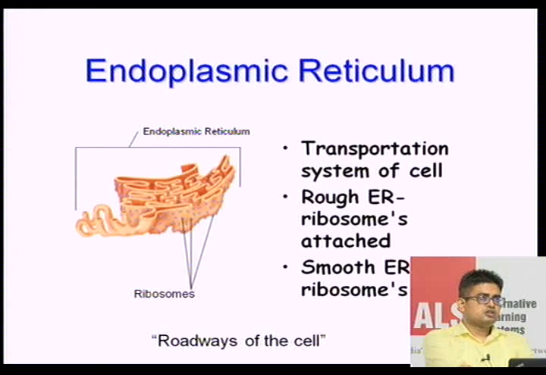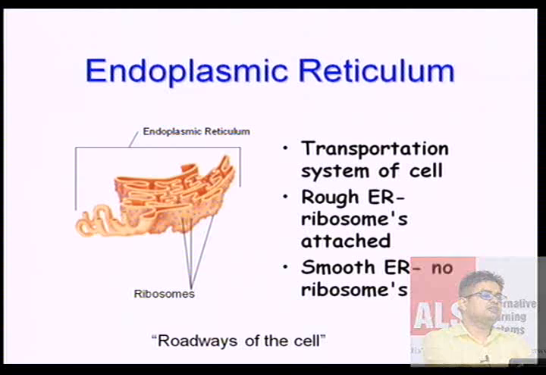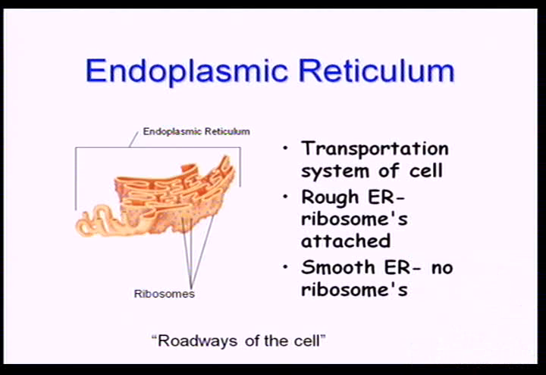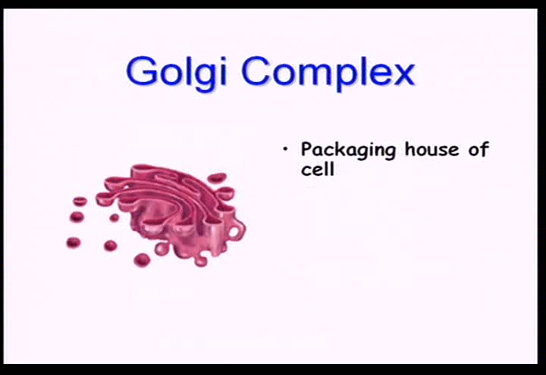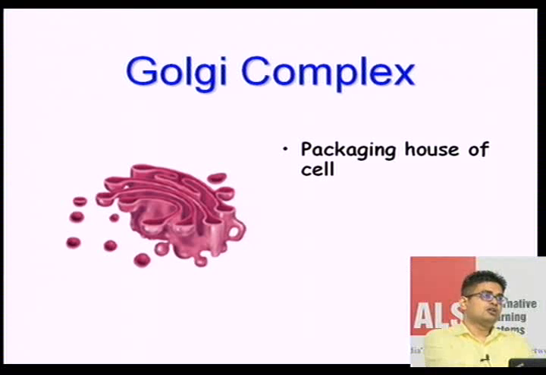Okay. So anything that has to go out of the cell, the instructions will be passed from the nucleus to the endoplasmic reticulum. So it will be making things, it will be manufacturing things, and it will pass on these things to the Golgi body. This is the Golgi complex or the Golgi body. Look, whatever thing is coming out of the cell, it has to be packed first.